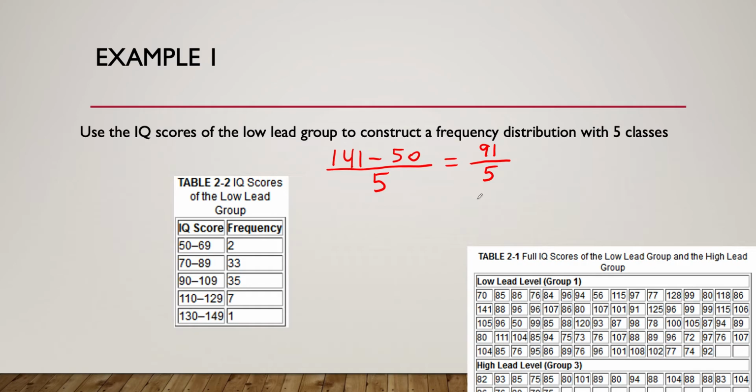If you do this division out, you would get a value of 18.2. So this would round to 19 when you round it up. This is why these have a class width here of 19. So there's 19 between 50 and 69, between 70 and 89, between 90 and 109, 110 and 129, and 130 and 149.